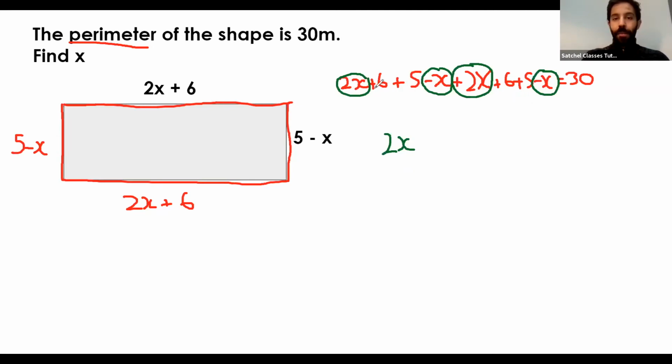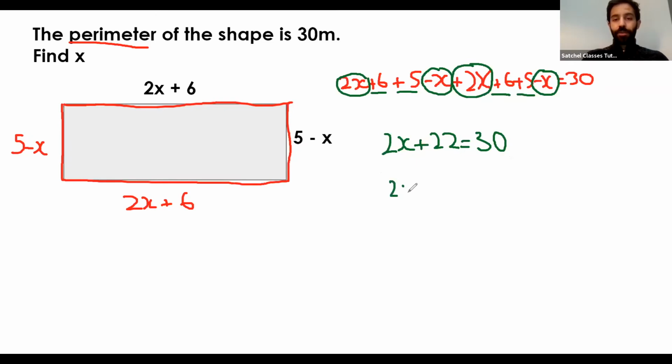And then we can start by dealing with our numbers. So we have adding 6, adding 5, adding another 6, and adding another 5. So in total, that's going to give us 11 plus another 11. So 2x plus 22 is equal to 30. All right, now I have an equation that I can solve. And what I need to do is subtract 22 from both sides.